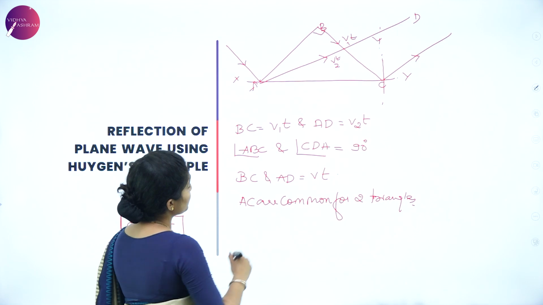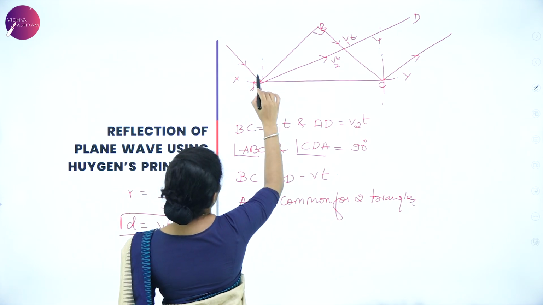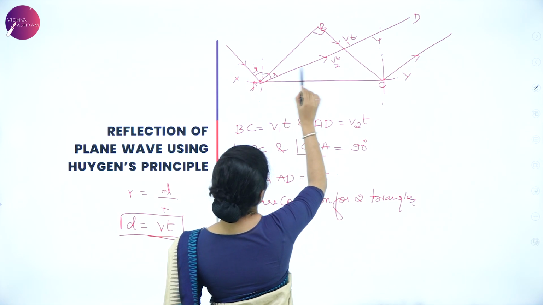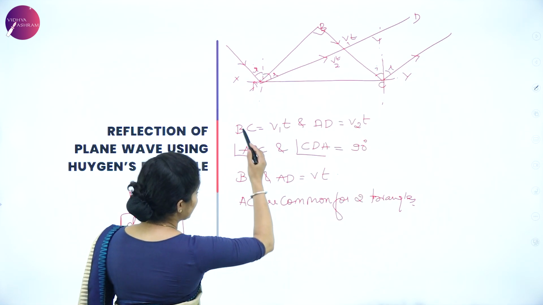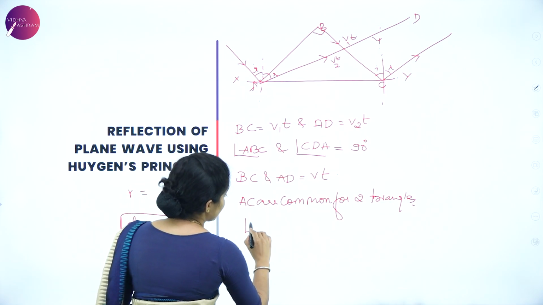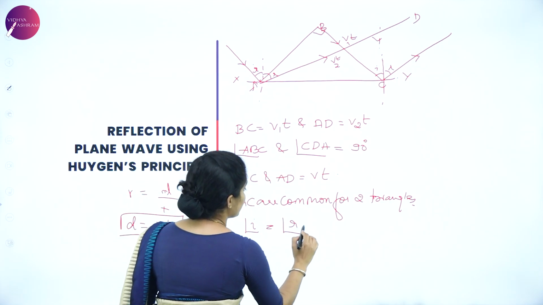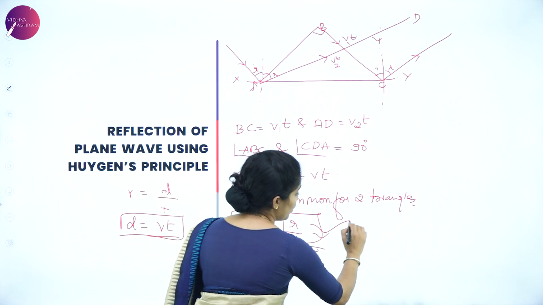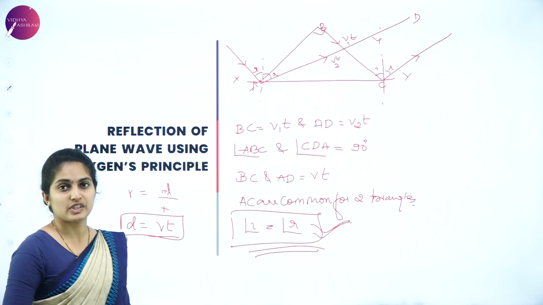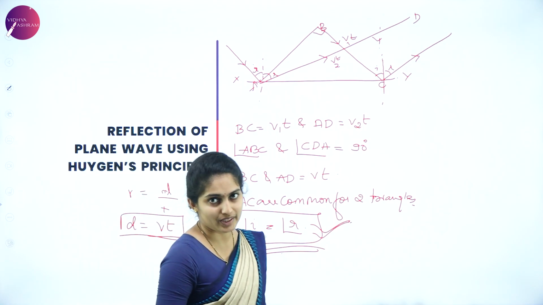As a result, you can say this is the angle of incidence and this is the angle of reflection, because of which we can totally tell that the angle of incidence is equal to the angle of reflection. So this holds good for the law of reflection, which we have studied in your ray optics and optical instruments.